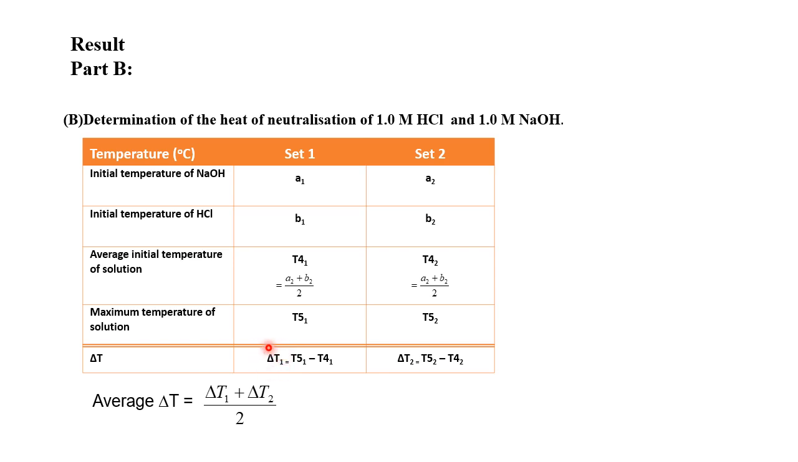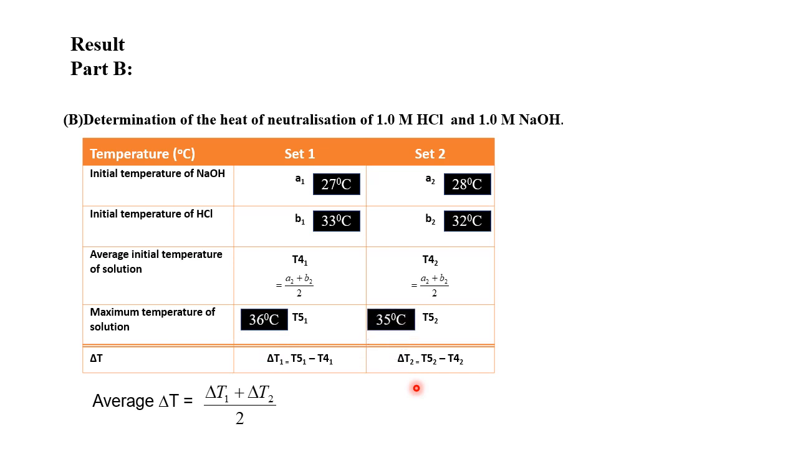Then we take delta T1 plus delta T2 and divide by 2. So this delta T we get from set 1 and set 2. We take the average delta T. So no experiment, right? The values A1, A2, B1, B2 are given. Then T5, both sets are given. So try to calculate the delta T by yourself.